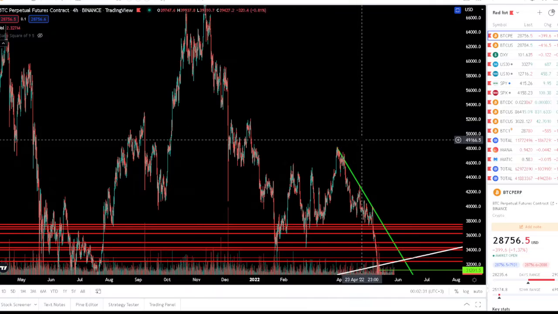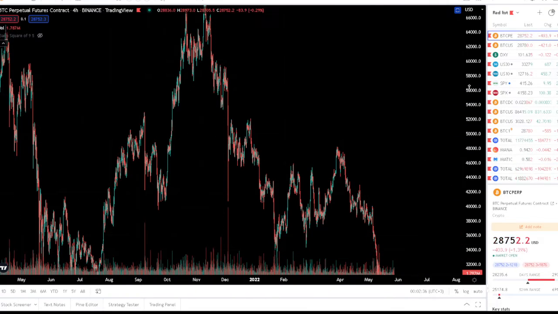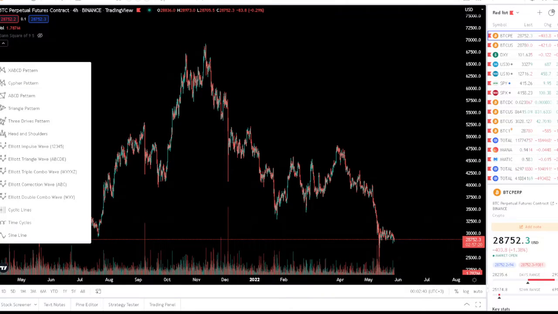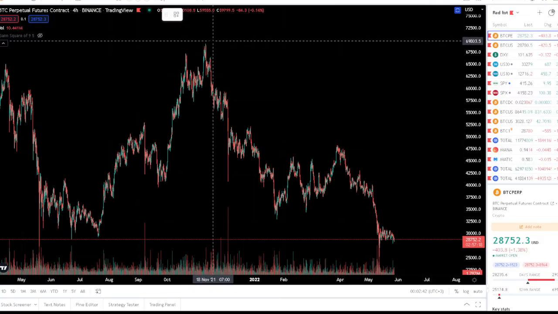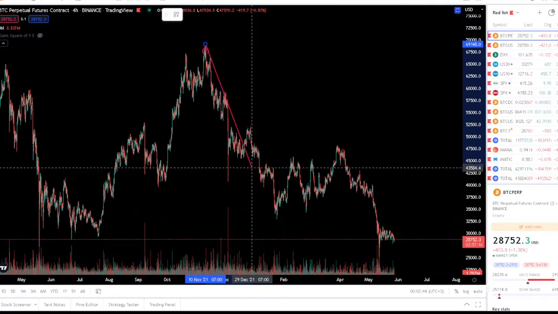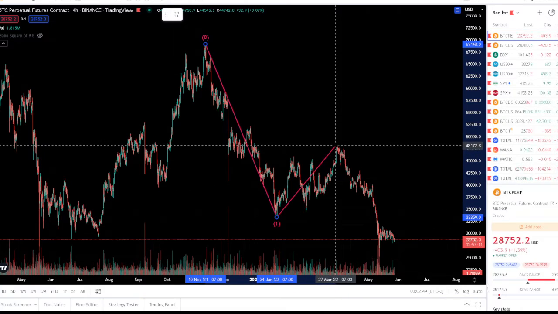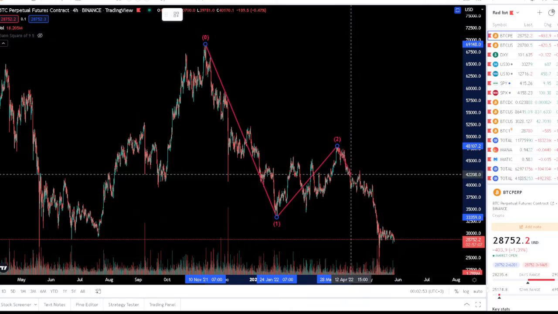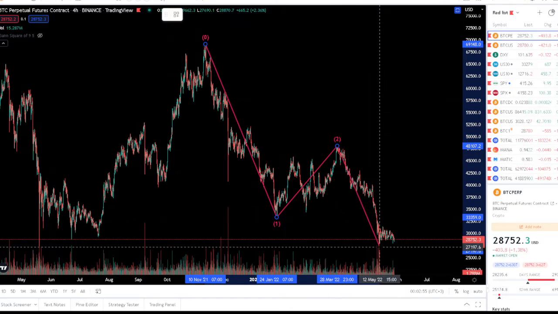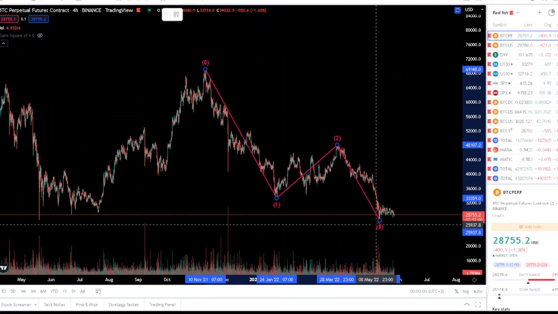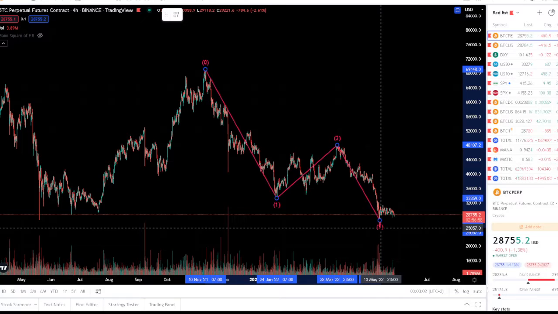Let me enlarge that. Let me get rid of all the drawings and pull out the Elliott wave count. This looks like wave 1. All the way here was 2. Over here 48k was the end of 2, and now we're in wave 3. Is wave 3 done? Maybe not.